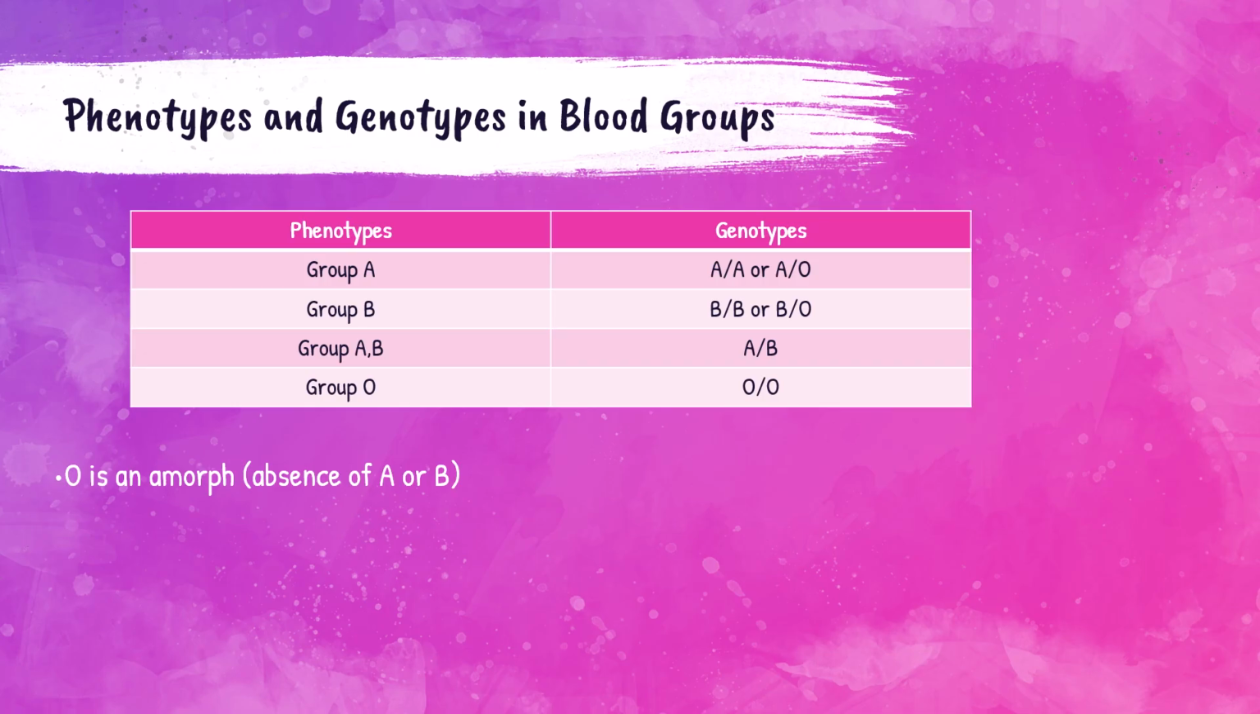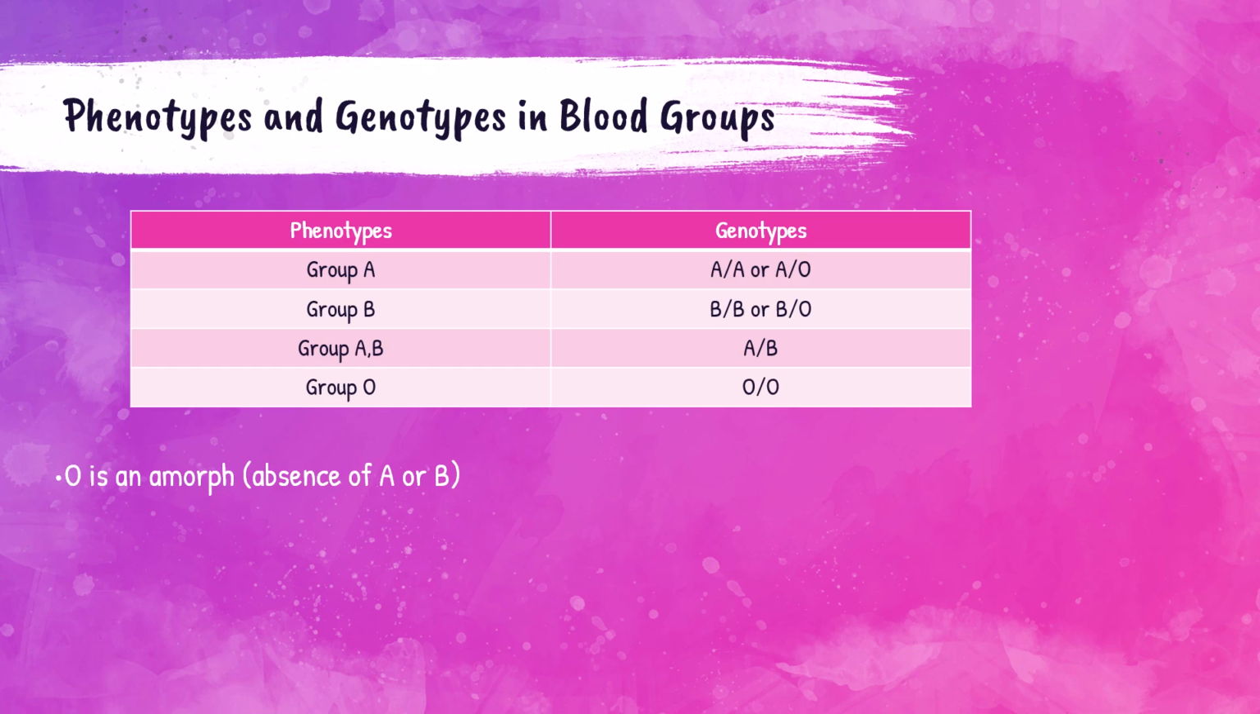A person with an A/A genotype inherited one A allele from one parent and another A allele from the other parent. A person with A/O genotype inherited one A allele from one parent and an amorph from the other parent. O is considered a silent amorph. It just means that there is an absence of an A or B allele.